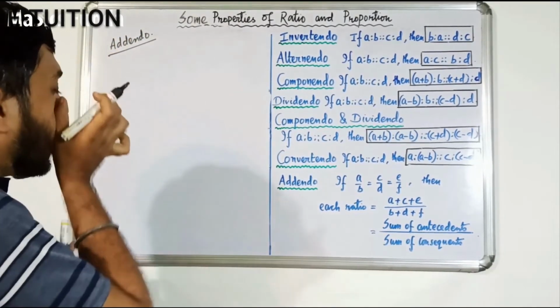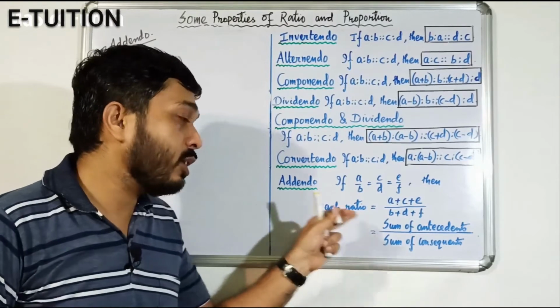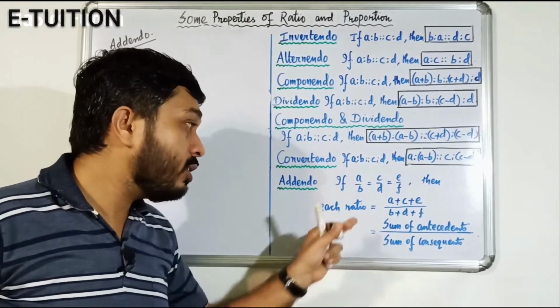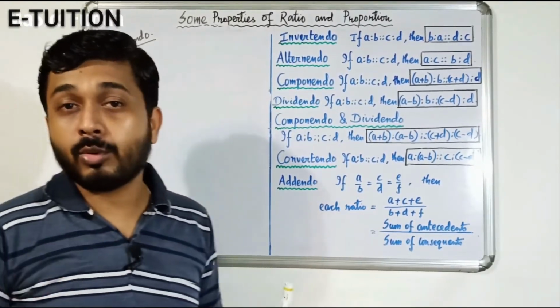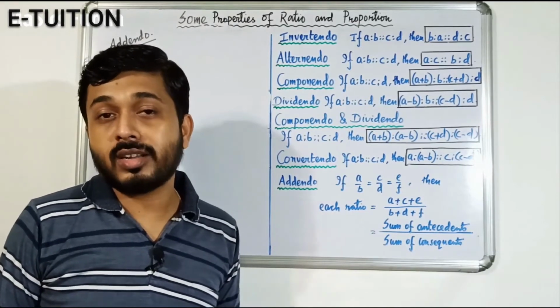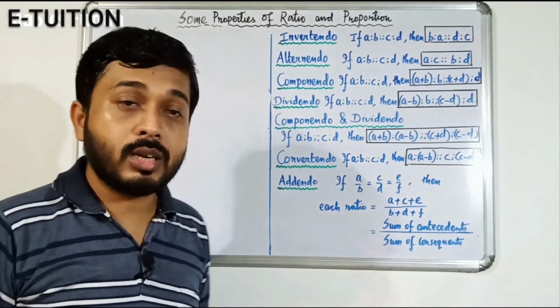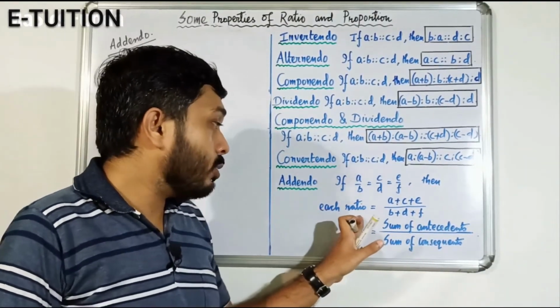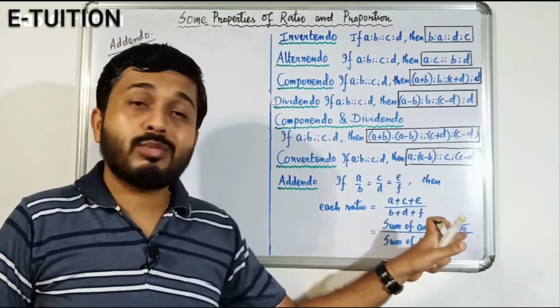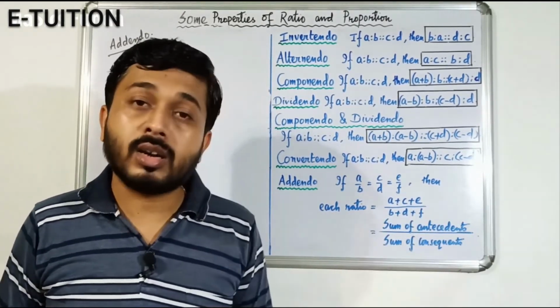Method is addendo, but in this method we get to find out the value of each ratio. If 3, 4 and so on, as many as possible number of ratios are given, then each ratio is found to be equal to sum of the antecedents upon sum of the consequents.